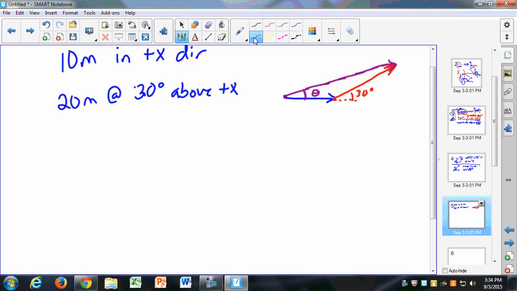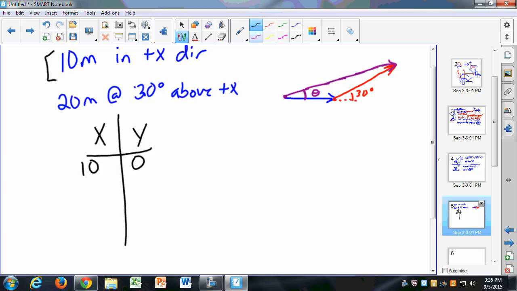Okay, well, let's go ahead and do this one. So here, I just put my x components and my y components. I like to do a little table like Kristen said. On the first vector, I have 10 meters and 0 meters because there is no y component. And here I have 20 cosine 30 and 20 sine of 30.